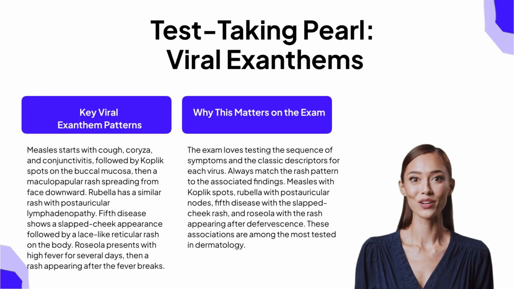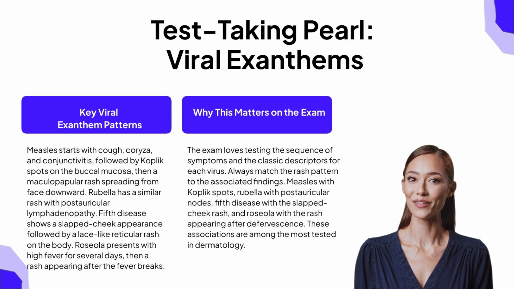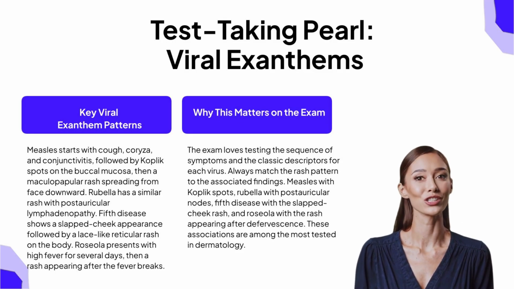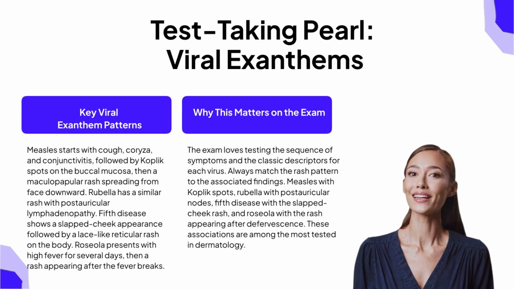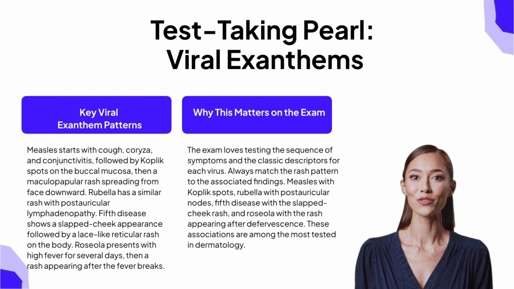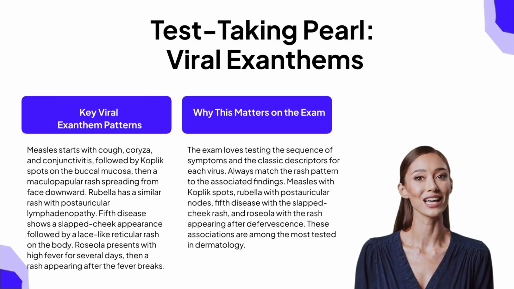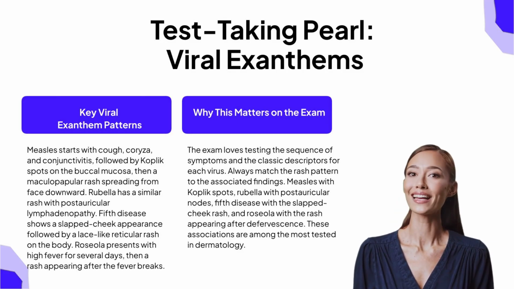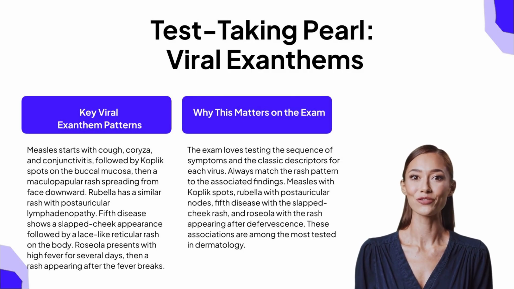Here is a test-taking pearl on viral exanthems. The exam loves testing the sequence of symptoms and classic descriptors for each virus. Measles starts with cough, coryza, and conjunctivitis. Then COMLEX spots appear on the buccal mucosa, followed by a maculopapular rash spreading from the face downward. Rubella has a similar rash, but with postauricular lymphadenopathy. Fifth disease, caused by parvovirus, shows the classic slapped cheek appearance on the face, followed by a lace-like reticular rash on the body. Roseola presents with high fever for several days, and then a rash appears after the fever breaks.